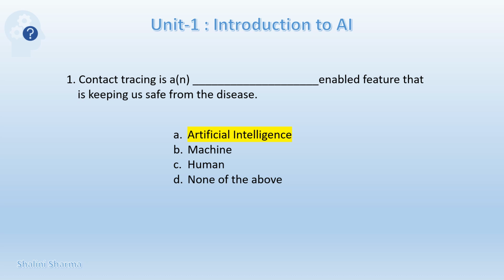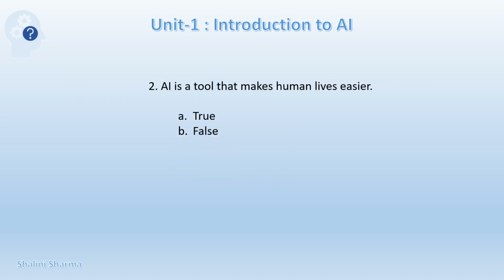Contact tracing, as we all know, is an artificially intelligent feature that is keeping us safe from the disease. We all are aware and we all in our families have used the Arogya Setu app, which has been tracking the people around us for COVID-19. So we all have experienced this in our real life situation also.